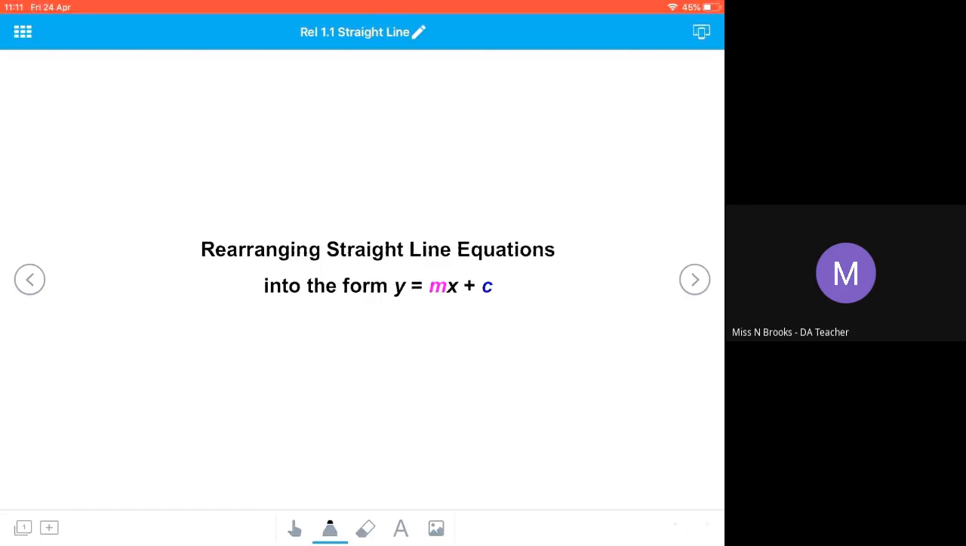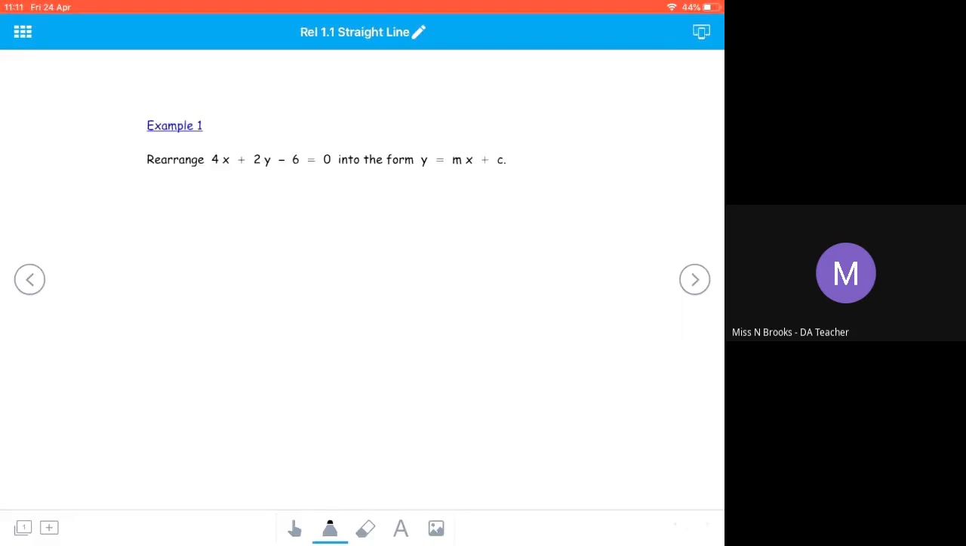So rearranging straight line equations into the form y equals mx plus c allows us to determine what the gradient and what the y-intercept is of a particular line, because we're not always given it like y equals 4x plus 5 so that we know that the gradient is 4 and the y-intercept is 0, 5. So let's have a look at an example.